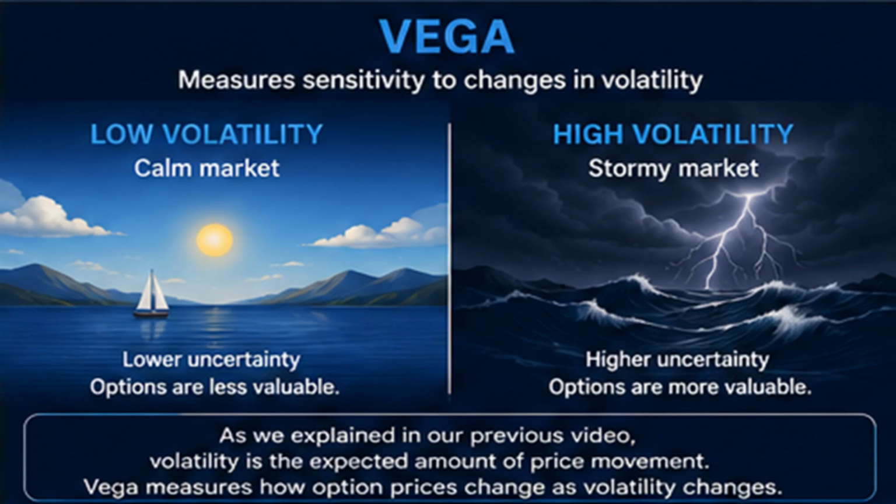The third Greek is Vega. As we explained in our previous video, volatility measures how much investors expect a share price to move. Vega measures how sensitive an option is to changes in that volatility. Imagine two companies. One has a very stable share price. The other regularly moves several dollars each day. Which company do you think investors would pay more to insure using an option? Usually the more unpredictable company. That's because higher volatility generally makes options more valuable. If volatility falls, option prices often fall too, even if the share price hardly moves.